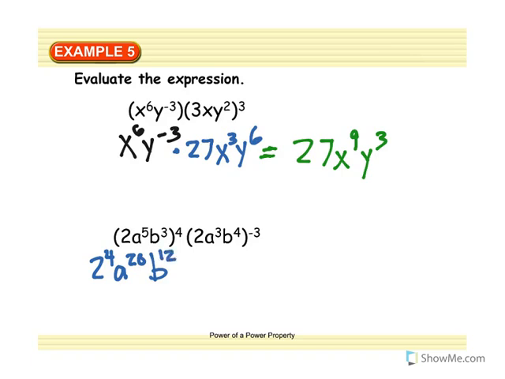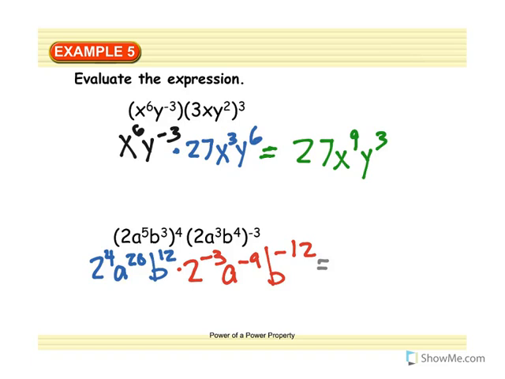Now what's going to happen here? Well, I've got 2 to the negative 3rd, which again I'm going to just leave like that for now. I've got a to the 3rd to the negative 3rd, which is a to the negative 9th. And b to the 4th to the negative 3rd is b to the negative 12th. So let's see what we're left with here.